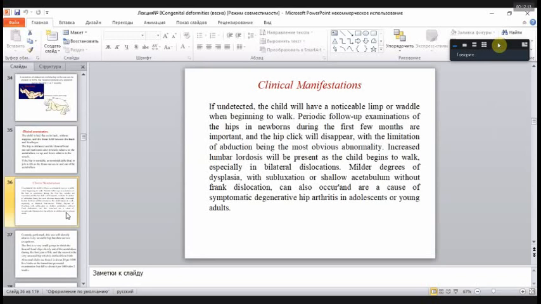Increased lumbar lordosis will be present as in arthritis and adolescent.